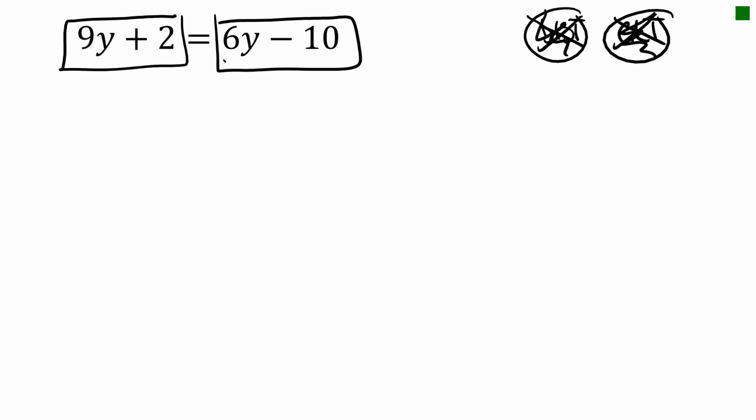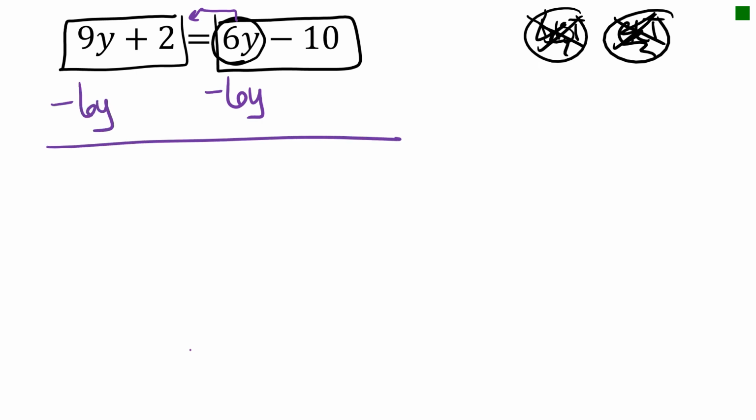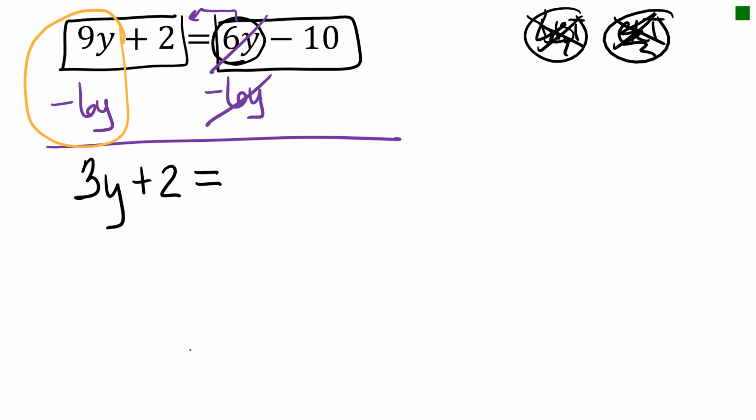So now I'm going to go on the right-hand side and look at the term with the variable. It's 6y. I'm going to move the 6y over to the left-hand side. To move a term, you add or subtract. So I'm going to subtract 6y. When I do that on the left-hand side, I'm going to put it under the 9y because it's a variable term and it matches. 6y minus 6y cancels. Then I'm looking at 9y minus 6y. 9 minus 6 is 3. Those were my y terms. I still have plus 2 equals, and on this side I have a negative 10 left.